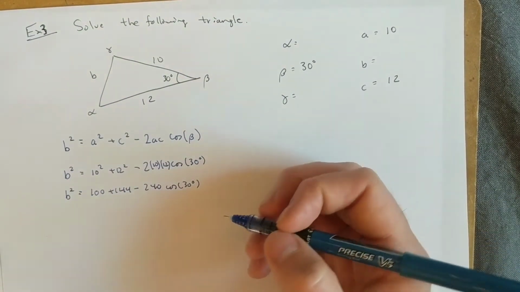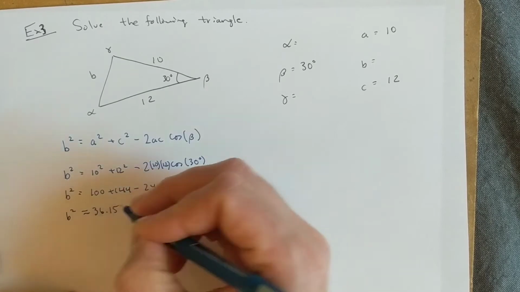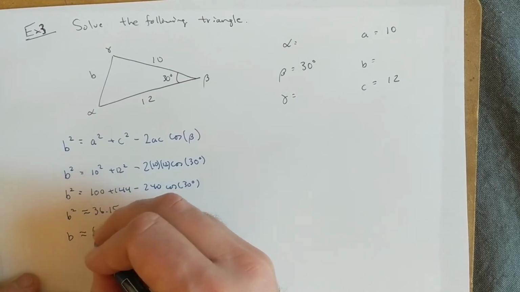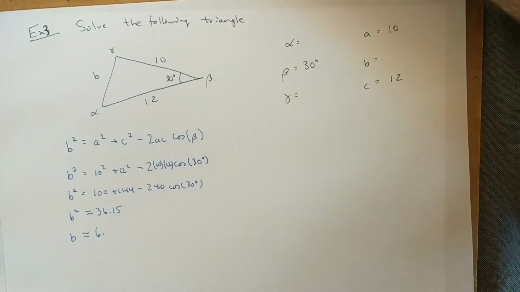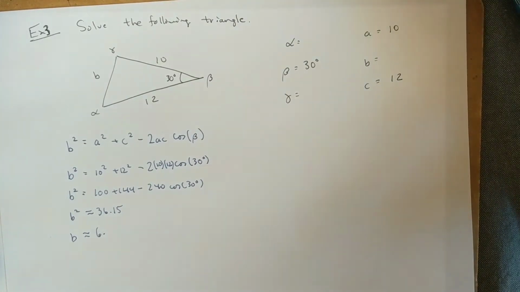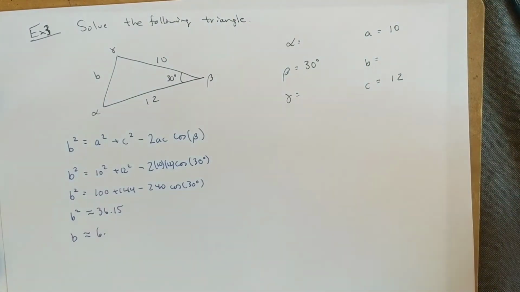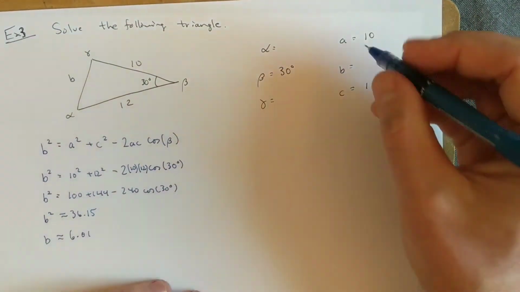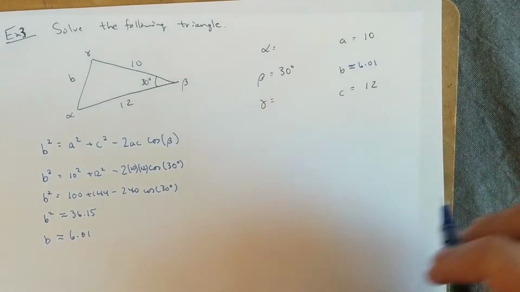And then we multiply all this, and B squared we get something like 36.15. Put it in a calculator at this point, and then take the square root. So that tells us B is about 6.01. And I'm going to keep using 2 decimal places for our approximations. Okay, so here's all of our sides, 10, 6.01, and 12.